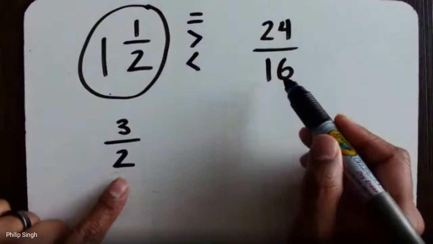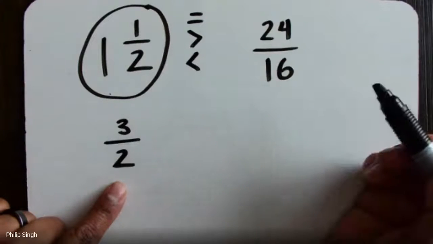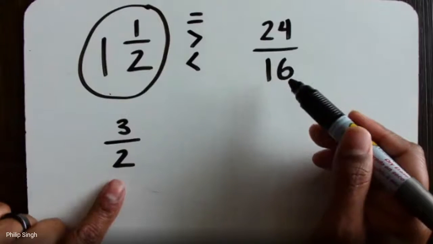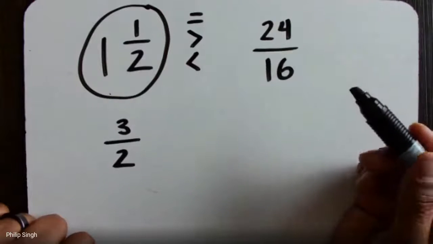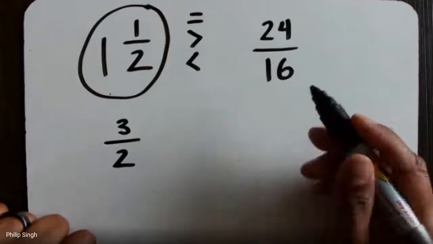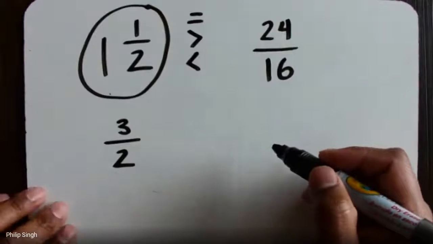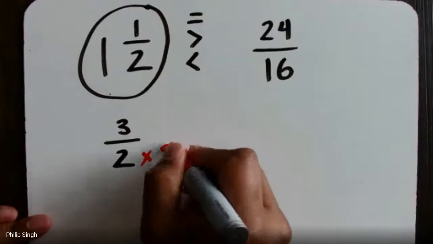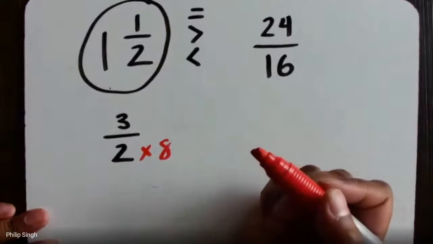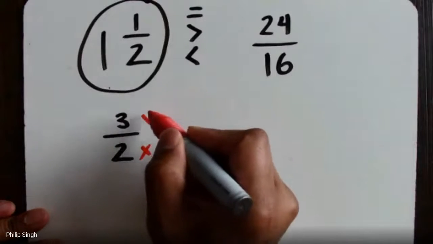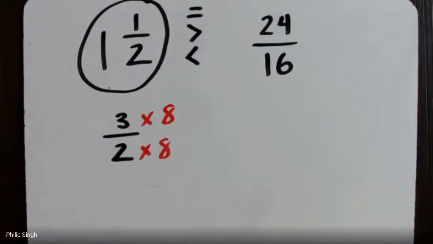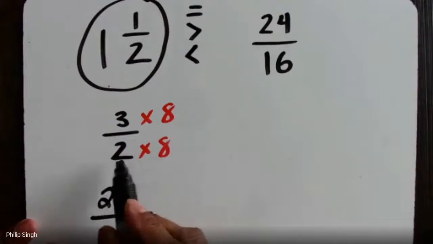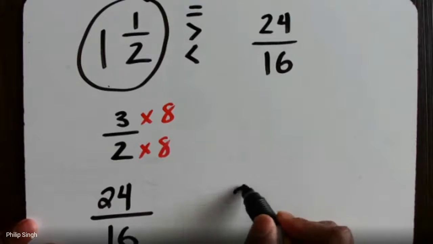Now, I want to make my denominators the same. There's two ways I can do this. I can either make 2 the same as 16, or I can make 16 the same as 2, because they're compatible numbers. So in this case, let's make the 2 into a 16. So in order to make 2 into 16, I'm going to be multiplying it by 8. And because I changed the denominator by multiplying it by 8, I'm going to multiply the numerator by 8 as well. So my fraction here is now 24/16.